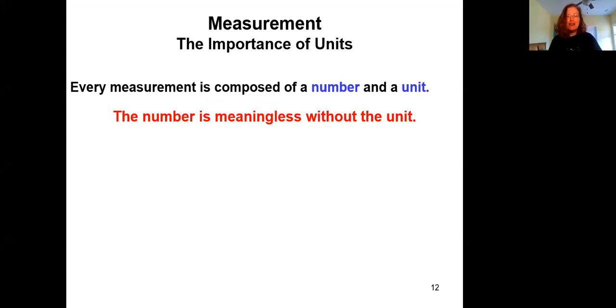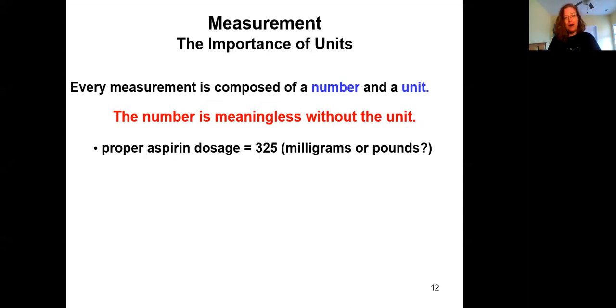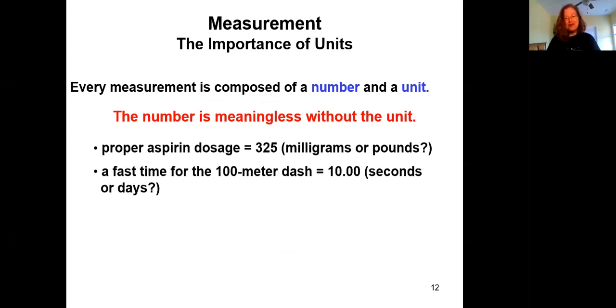Measurement. Every measurement is composed of a number and a unit, and the number is meaningless without the unit. The proper aspirin dosage is 325. Okay, 325 milligrams or pounds? What are we talking about here? A fast time for the 100-meter dash, 10.00. Is that in seconds or days?